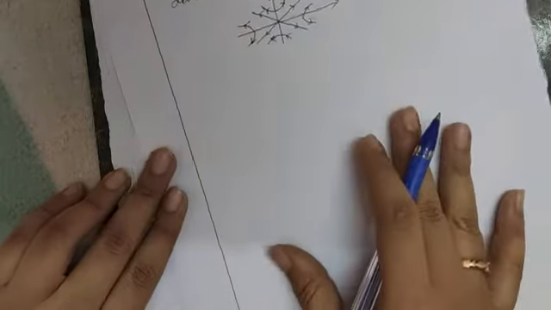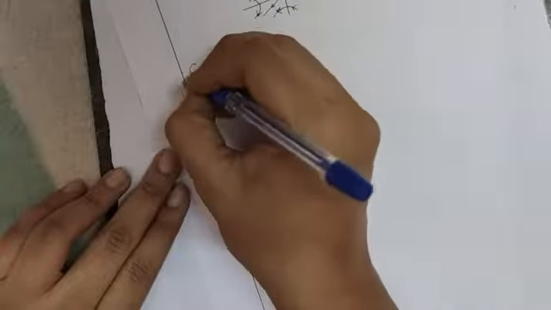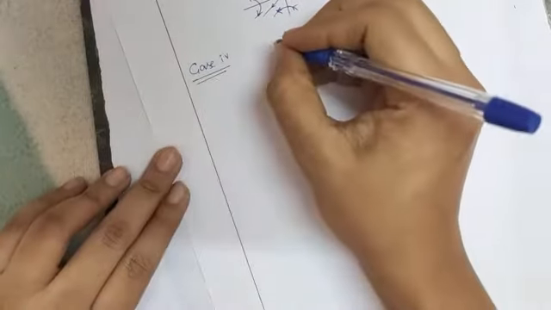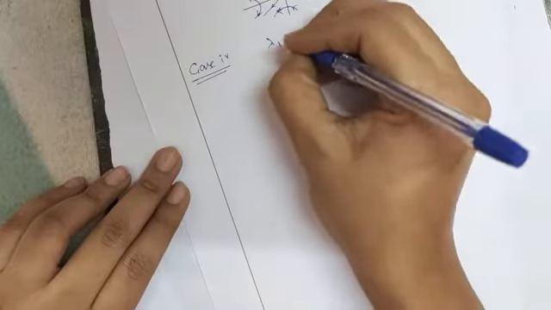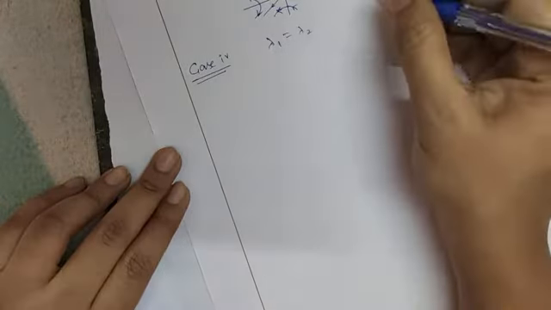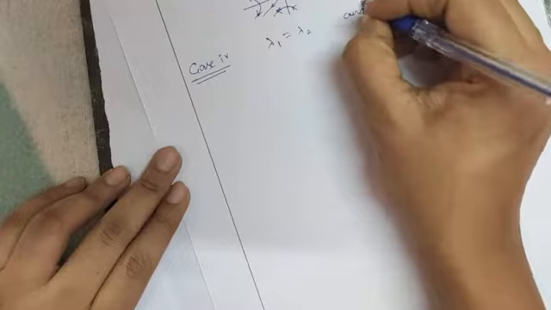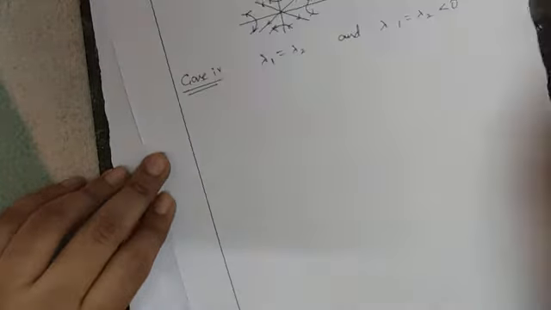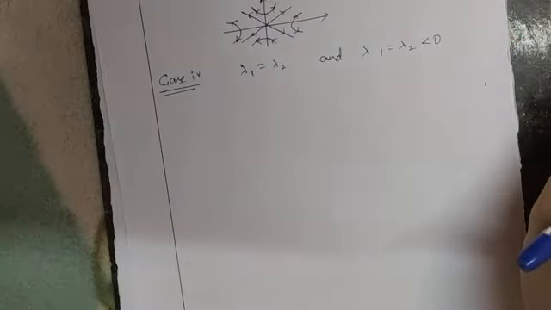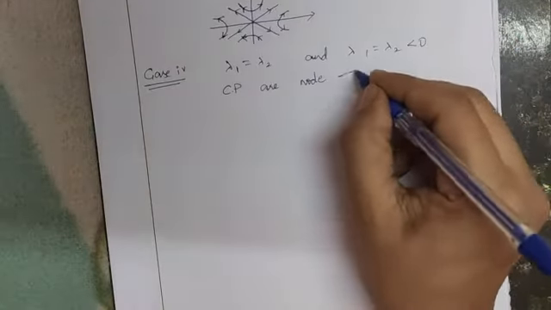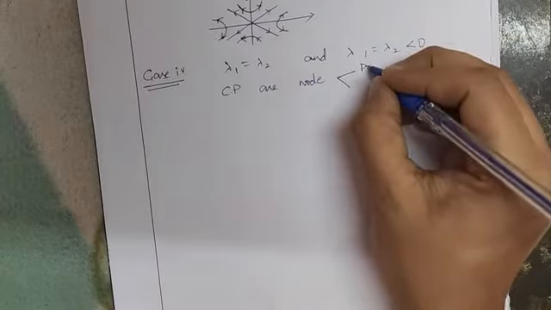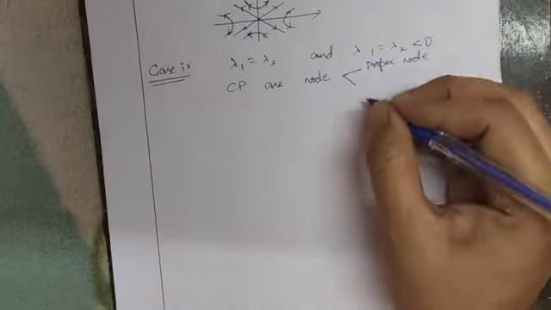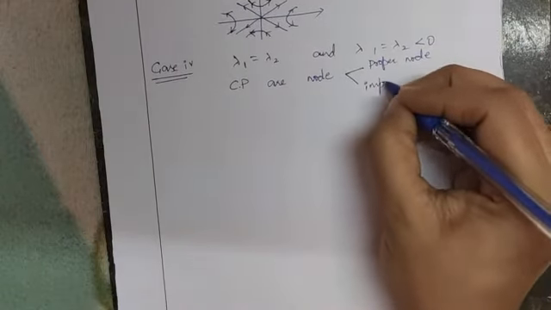So now the next case is case 4. If the eigenvalues are equal, lambda 1 is equal to lambda 2, but lambda 1 and lambda 2 are less than 0. If this is the case, here we have two cases. One is proper node, another one is improper node.